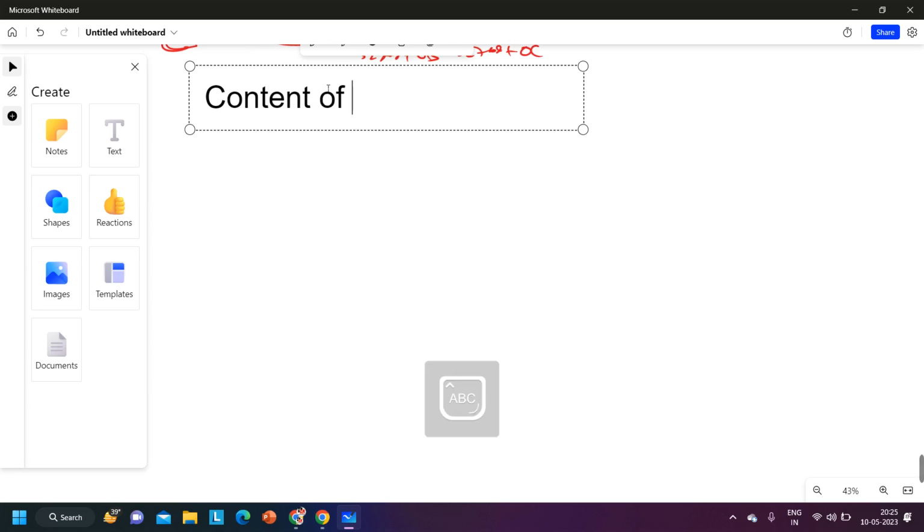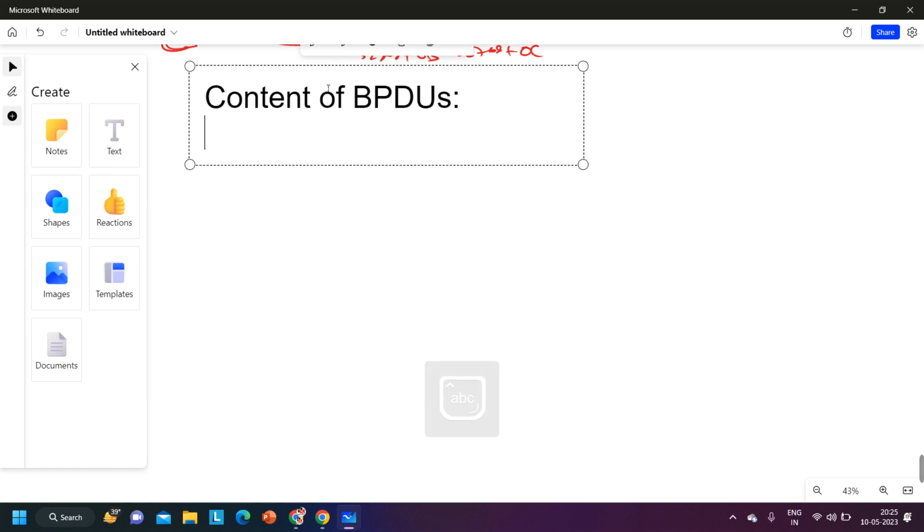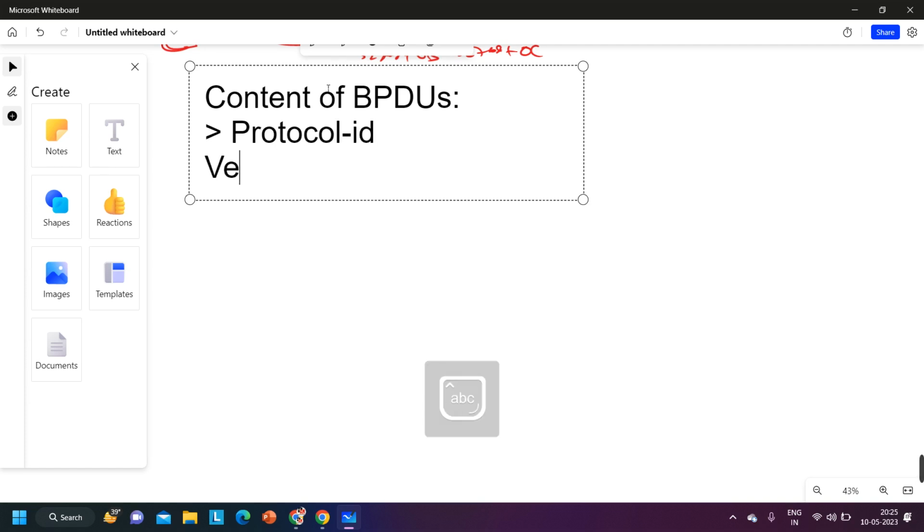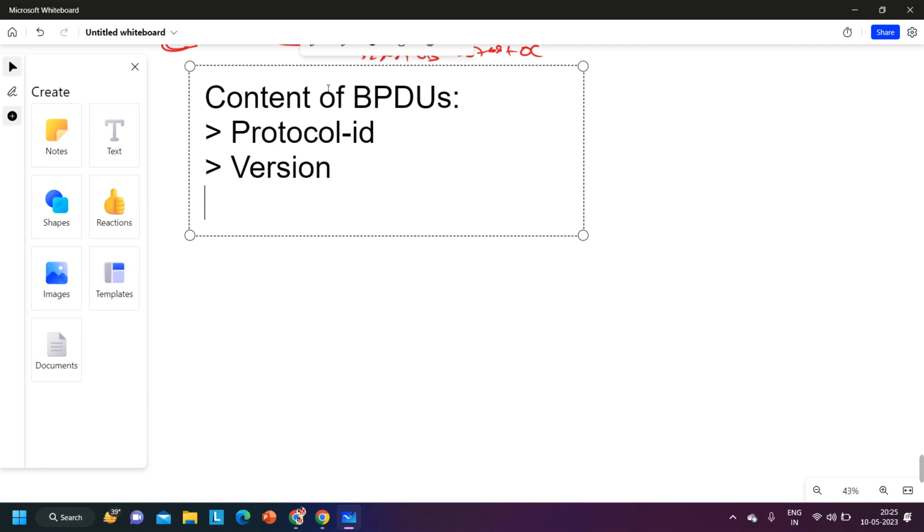Content of BPDUs. Inside a BPDU there will be information about the protocol ID. After that, the version will be there. What else will be there, guys? Type, flags. Through the type field we can identify whether it is a configuration BPDU or a TCN BPDU. For that there will be one type field as well.